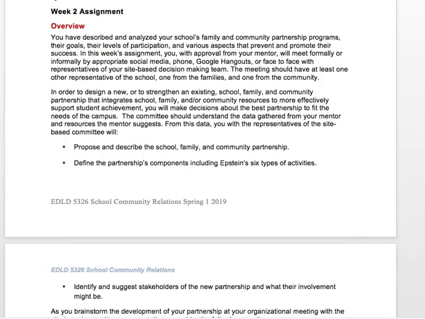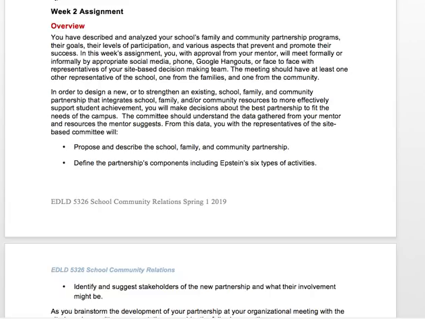In week 1, you looked at the current school, family, and community partnership programs that you have going on at your school, and you met with your mentor, and you talked about the goals and what kind of participation, the various aspects that prevent and promote that success. You actually looked at the strengths and weaknesses, what some opportunities were, what threats were, and looked at some data that your mentor had. In this week's assignment, you're going to meet either formally or informally with your site-based decision-making team. And you can do that through social media, Google Hangouts, the phone, email, whatever is best for you with school being out.